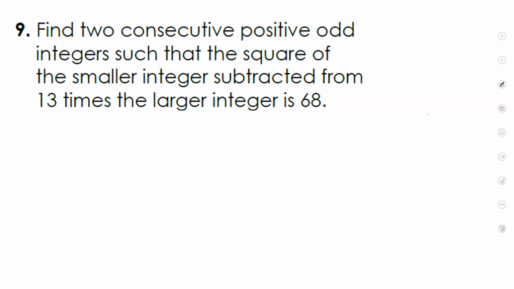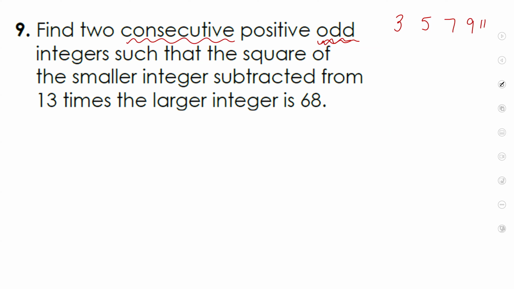So the key words here: find two consecutive, that means it has to be in order, positive odd integers. So for example, a consecutive positive integer is like 3, and then the next integer that's odd is 5. The next one after that is 7, then 9, then 11. Do you guys see how I'm going in order? That means consecutive. And I only use my odd numbers because that's what it asks for.